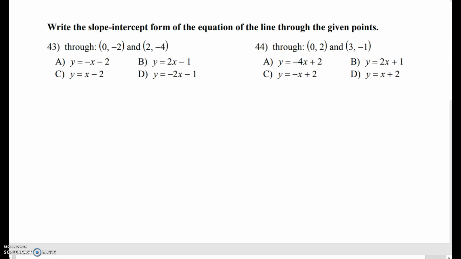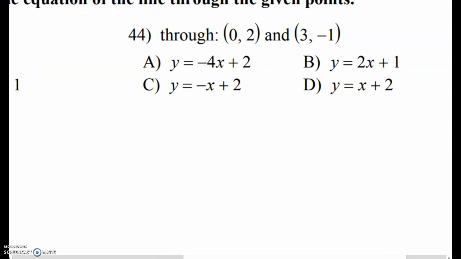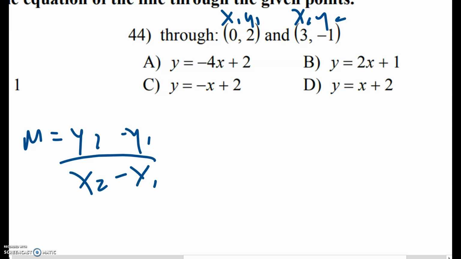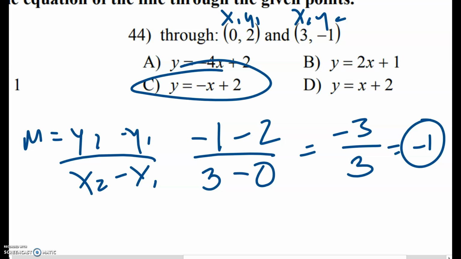Now the last one. On these, you have to find the slope and then use the point to find the y-intercept. Okay? So let's look at number 44. Let's first find our slope between those 2 points. So remember, this will be my x1, my y1, my x2, and my y2. Remember, to find the slope, it's y2 minus y1 over x2 minus x1. So y2 minus y1 over x2 minus x1. We get -3 over +3, so our slope is -1. So guys, I can actually stop here because the only problem that has a slope of -1 is C.